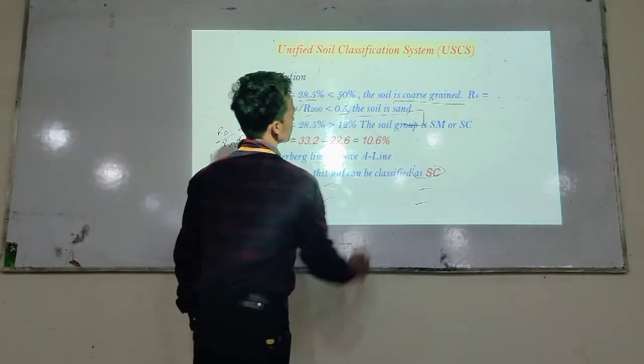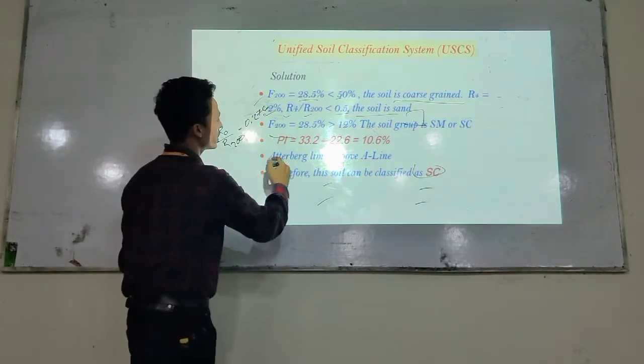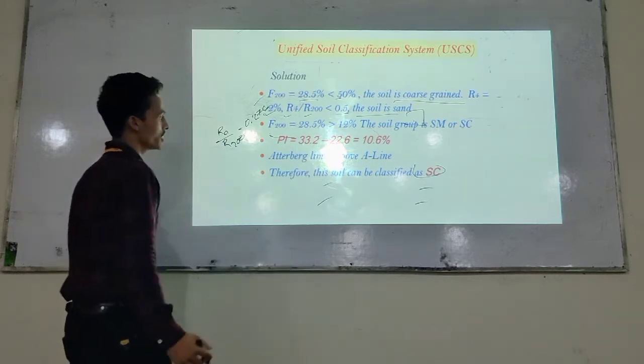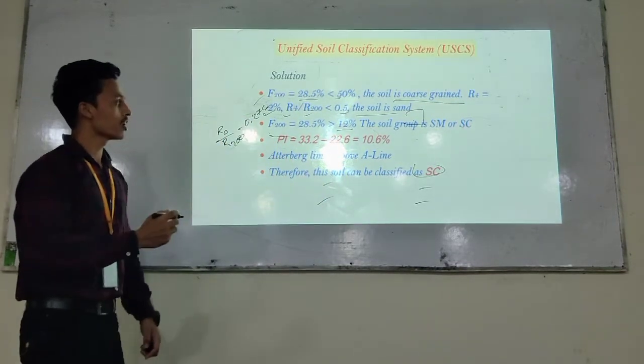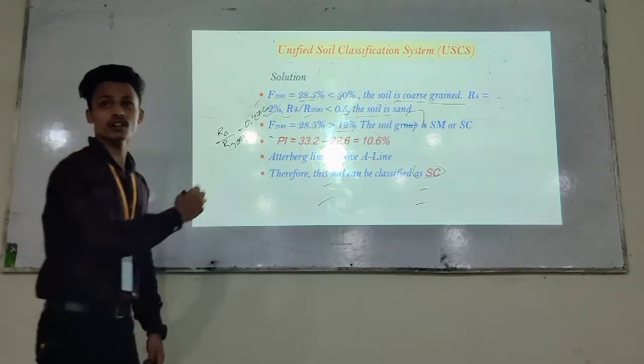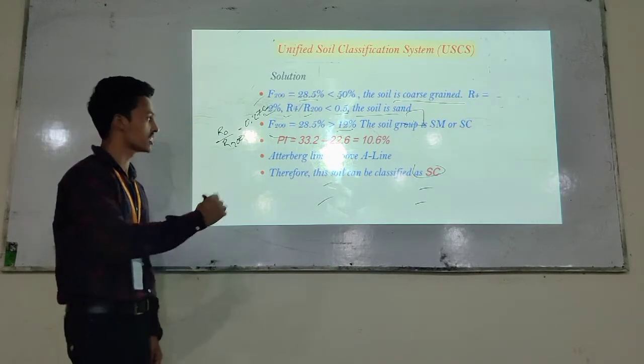That's why you can say that this is soil on this side. Another one is F200 here: 28% is greater than 12%. The group soil is SM or SC, that means silty sand or clayey sand. Now we have to find out whether it is clayey sand or silty sand.